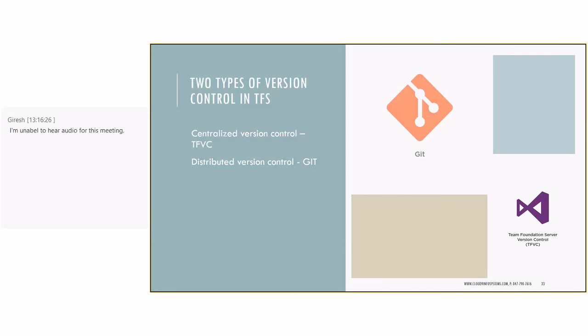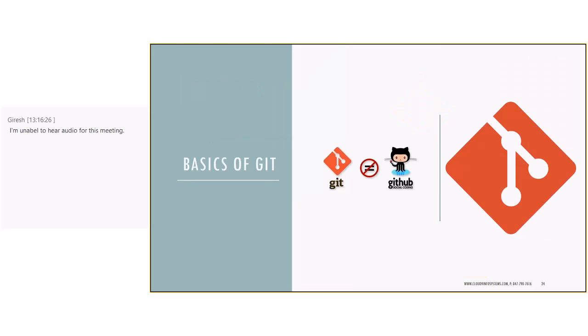Now, people might be asking, what is the better alternative? Should I use TFVC or should I use Git? And clearly there's no correct answer for this. It all depends on the preference and the needs. We'll be focusing on Git for the moment, so I'll be talking about the basics of Git.